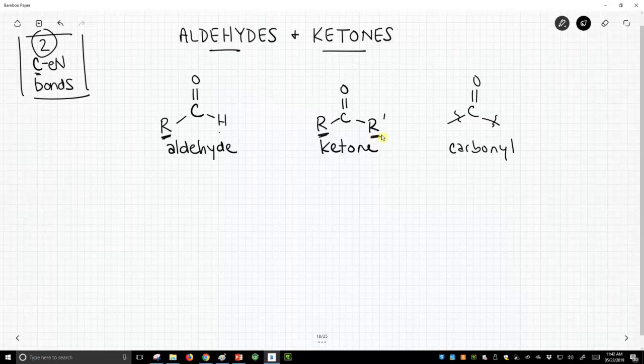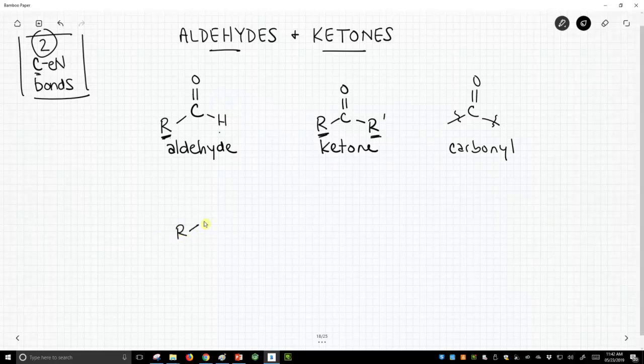Note in both cases, the central carbon has two bonds to a more electronegative atom. It's bonded to one electronegative atom, the oxygen, but it's bonded twice. That's two bonds. Those are aldehydes and ketones. Note that these are not the only functional groups that fall within this category of two bonds. We could draw lots of them.